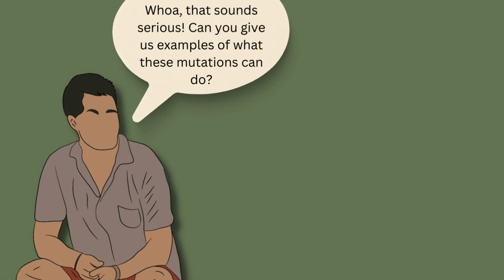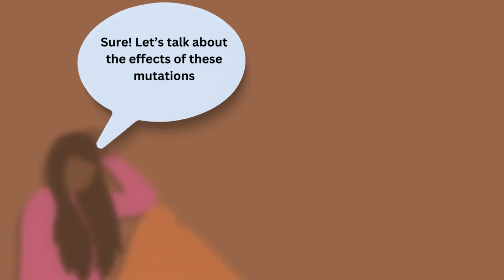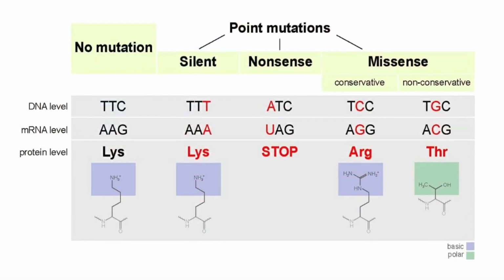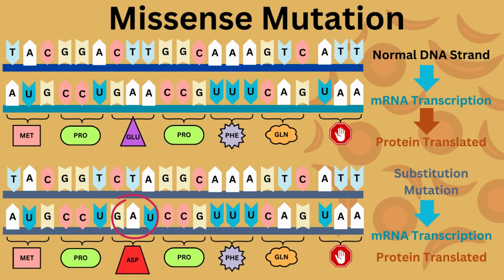"Whoa, that sounds serious," Marco said. "Can you give us examples of what these mutations can do?" "Sure," Zoe replied. "Let's talk about the effects of these mutations. There are missense, nonsense, and silent mutations. A missense mutation changes one amino acid in the protein, which might alter its function. For example, sickle cell anemia is caused by a missense mutation."